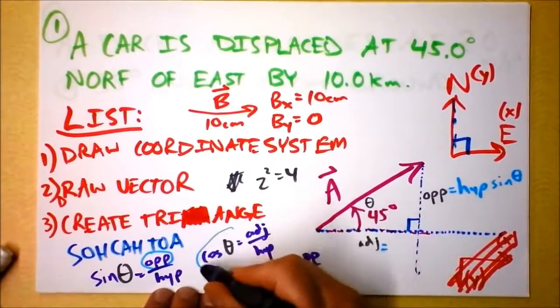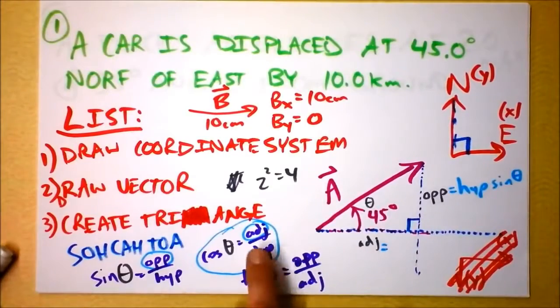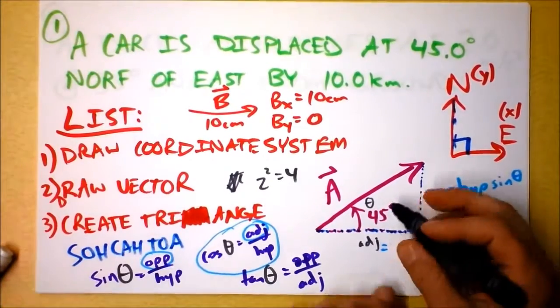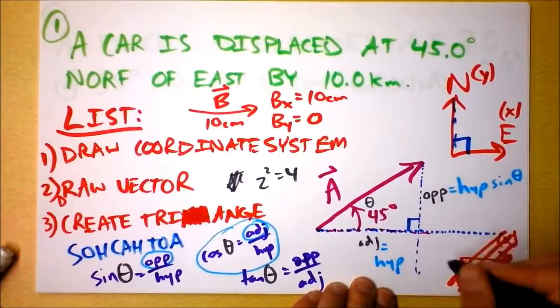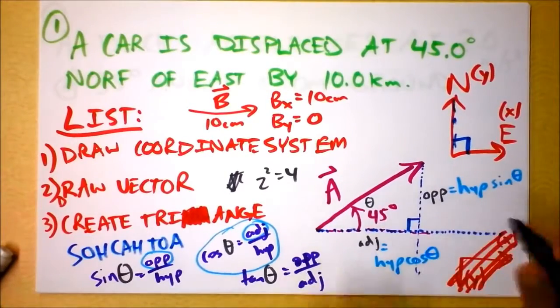What if I take this equation right here and solve it for the adjacent side's length? I could multiply both sides by the hypotenuse, and I get adjacent equals the length of the hypotenuse times the cosine of theta. All right, good.